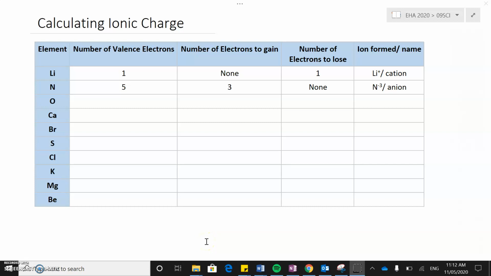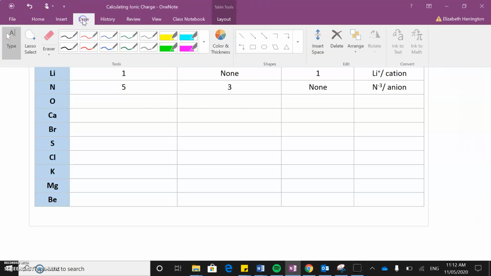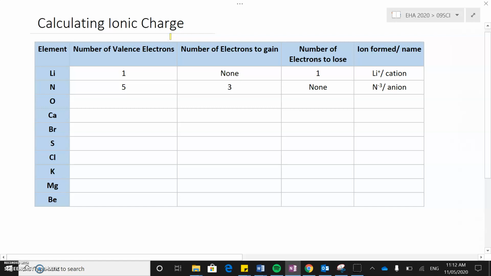Quick video for you on calculating ionic charge. So remember that this keyword, ion, ionic charge, we're talking about ions. Ions are atoms that have lost or gained electrons. Because of that, they're not balanced. They don't have the same number of positive and negative charges anymore. So they're left with either a positive charge overall or a negative charge overall.